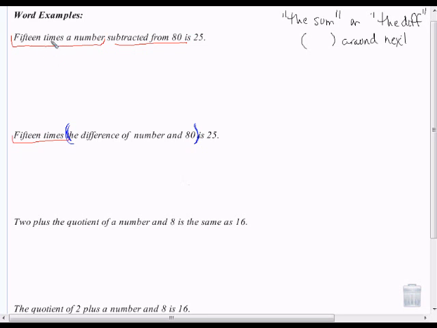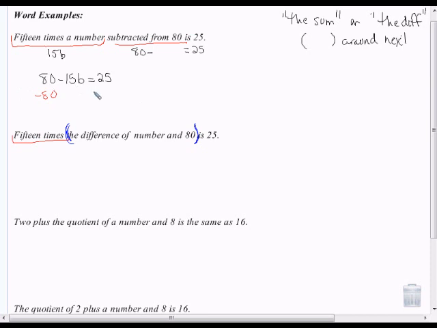So when we translate this one, I have 15 times the number. That's 15. What letter would you guys like to use? T. Okay, we'll use B on this one and T on that one. And then subtracted from 80, so that's 80 minus 15B, because we're subtracting from. And that's 25. So I have 80 minus 15B equals 25.